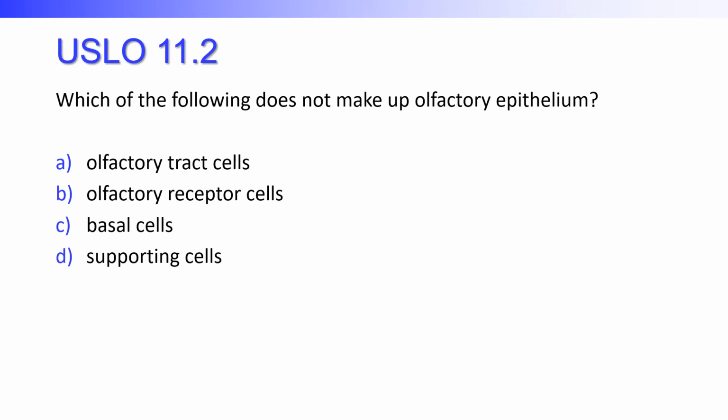Which of the following does not make up olfactory epithelium? Olfactory tract cells, olfactory receptor cells, basal cells, supporting cells. And hopefully you said the olfactory tract cells. That is the one structure that is found outside of olfactory epithelium, and that's what makes up the olfactory nerve that is going to connect up with the brain.